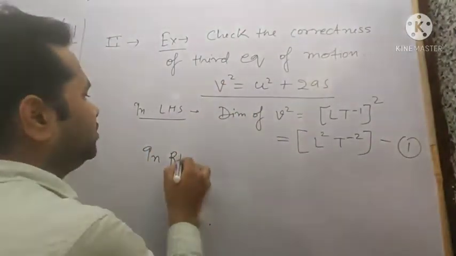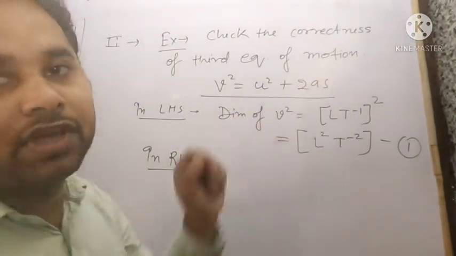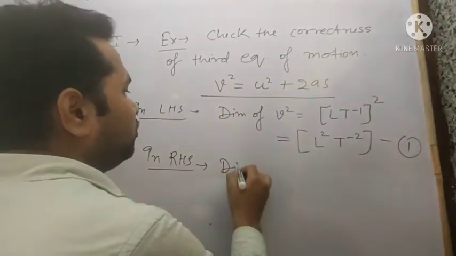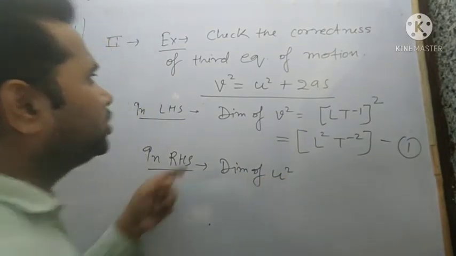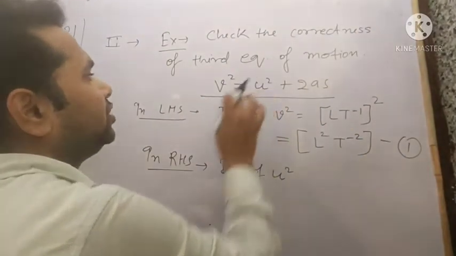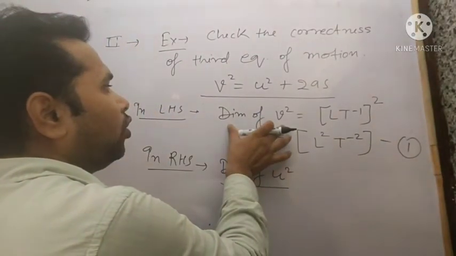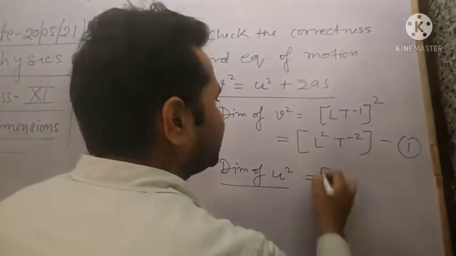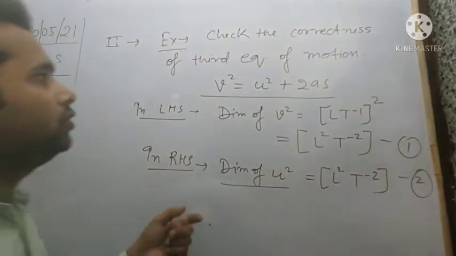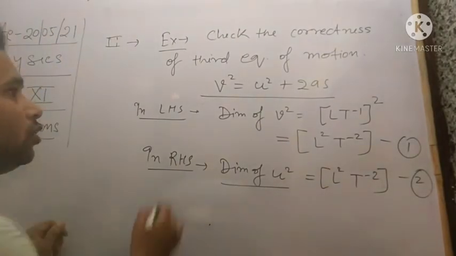And in right hand side, how many terms are there? Now see two terms. One is u square, another is 2as. So we have to check both separately. So dimension of u square, you know that u and v both are same physical quantity, velocity. This is final, this is initial. So this will have the same dimension as of the v square. So कह सकते हैं this will be also L2T minus 2. चेक कर सकते हो. u को फिर से लिखोगे LT minus 1 and square लगाओगे तो you will get L2T minus 2.